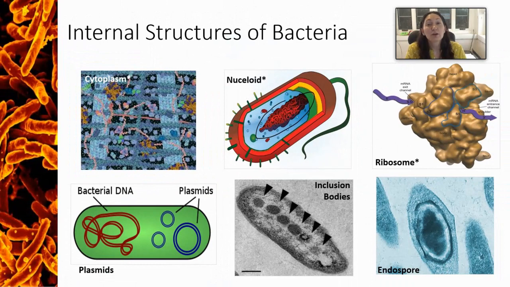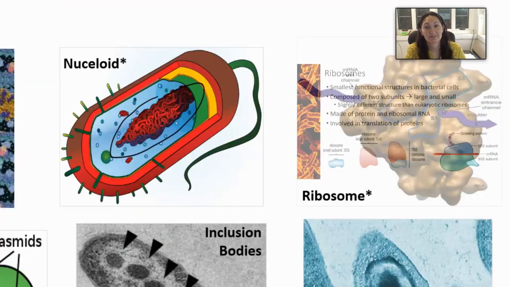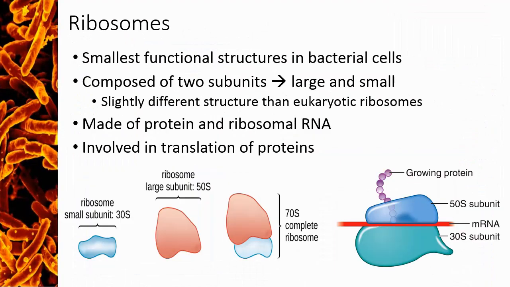Now we're going to move on and look at the ribosome. Ribosomes should be pretty familiar to you from other classes when you've learned about translation. Ribosomes are found in all living cells. Their structure is composed of both protein and ribosomal RNA, which function to translate proteins from messenger RNA. The ribosome itself is made up of two subunits. The small one, called the 30S subunit, and the larger one, called the 50S subunit. Together, those subunits come together for the full ribosome, called the 70S complete ribosome.